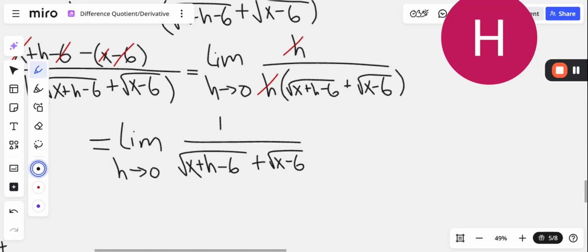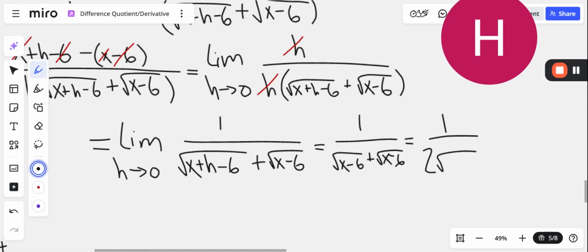So now we don't have to write limit once we've plugged in the value of 0. And this is going to be 1 over, well, this is root x minus 6 plus root x minus 6. So there are 2 of those. Why don't we call that 2 root x minus 6?